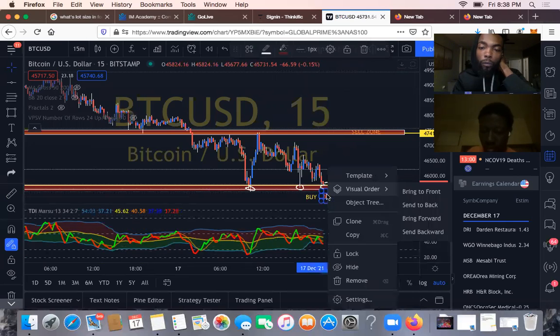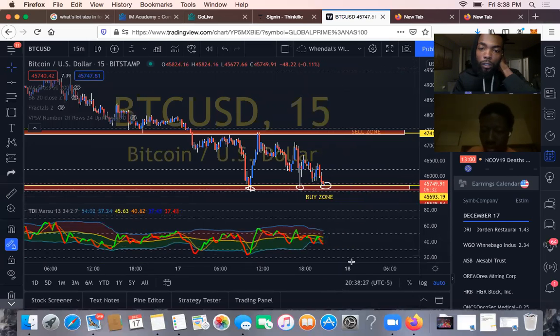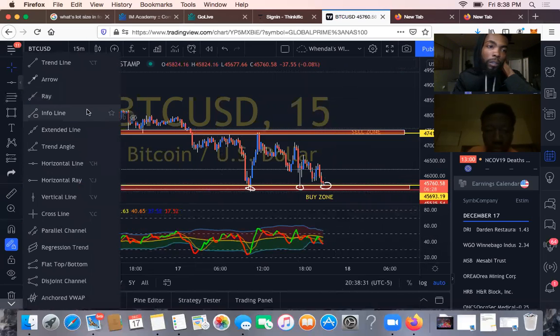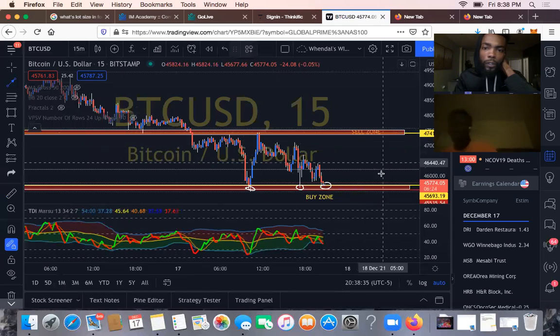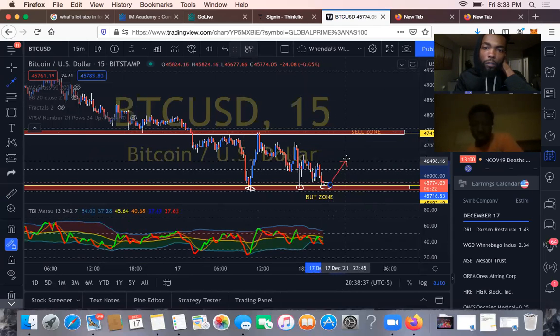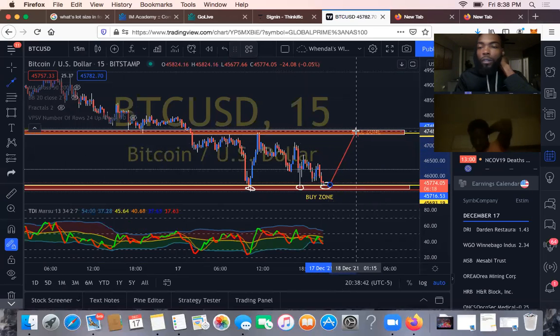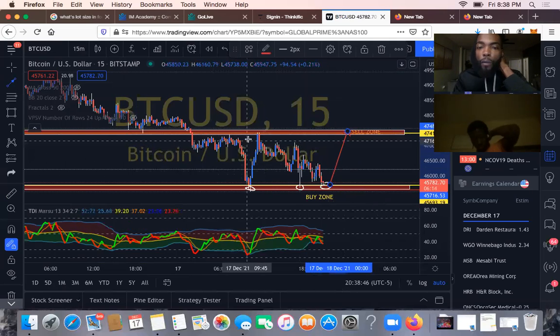So remove this. All right, so buy zone. What we're looking for this to do is bounce off of the zone, and buy at least up to this zone, if not past it, because that's the last higher high that it went.